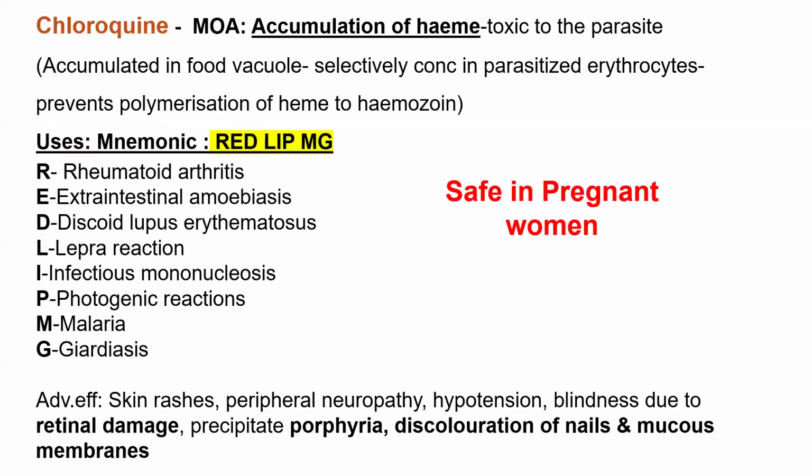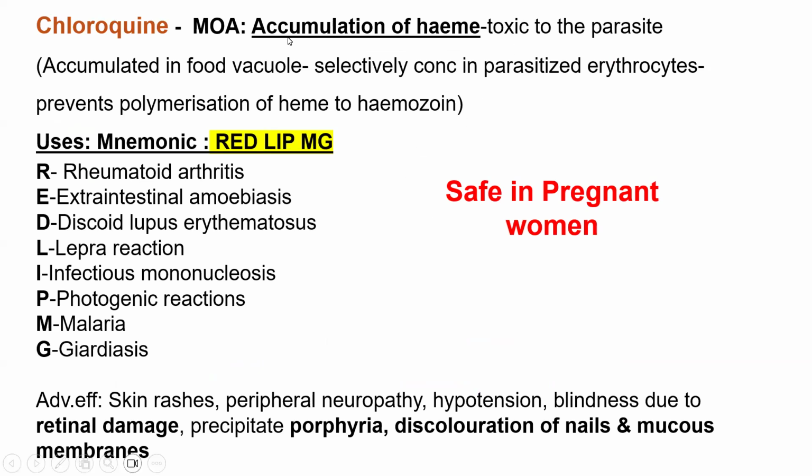I have made a PPT specifically with slides for chloroquine, artemisinin, and primaquine, in case they ask in short notes. So these three drugs we will discuss, and artemisinin based combination therapy. Coming to chloroquine, the mechanism of action is simple. It is mainly due to accumulation of heme in the parasite, which is very toxic to the parasite.